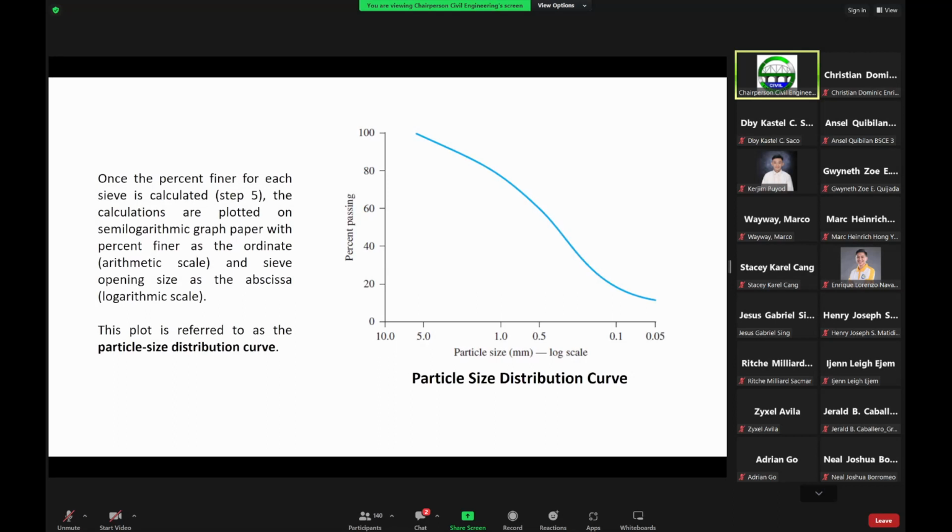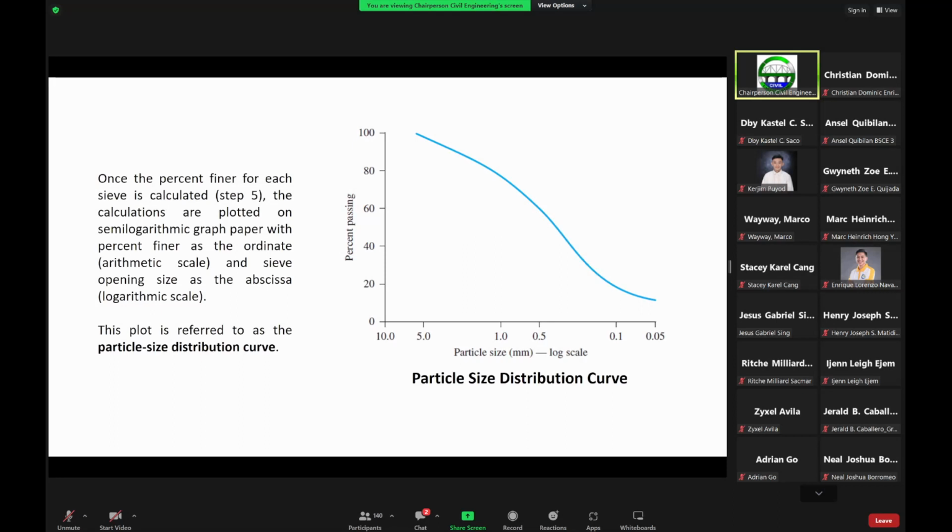Now, once the percent finer for each sieve is calculated, that's step 5, the calculations are plotted on semi-logarithmic graph paper with the percent finer as the ordinate, arithmetic scale, and opening size as the abscissa, in logarithmic scale. This plot is referred to as the particle size distribution curve. It depends on how you place the values here. It can have this figure or it can have this figure.